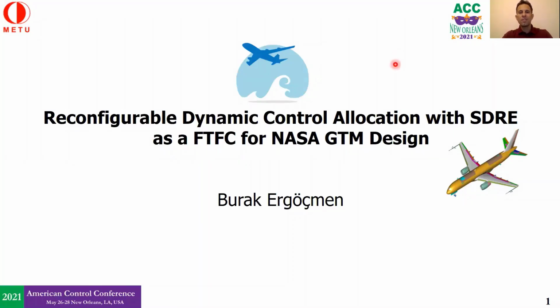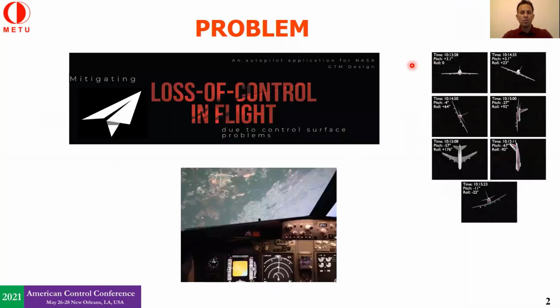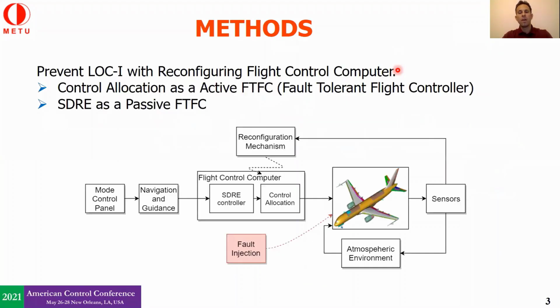This presentation is about reconfigurable dynamic control allocation with state-dependent Riccati equation as a fault-tolerant flight controller for NASA GTM design. Problem: survival of the aircraft is critical during an emergency, especially for the loss of control in flight, and it leads to fatal consequences. The solution is reconfiguring the flight control computer. Control allocation is reconfigured in real time.